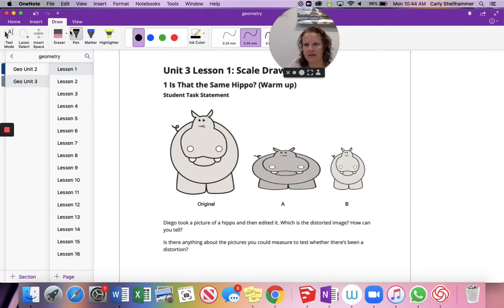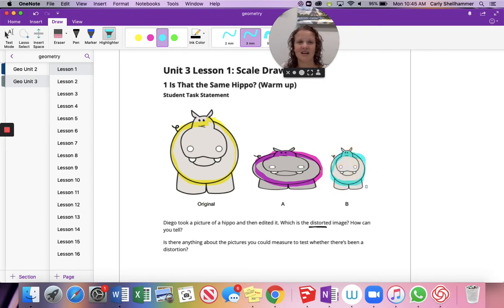Let's get my pens going. Okay, the distorted image, and how can you tell? Is there anything about the pictures you could measure to test whether there's been a distortion? Let's do a highlighter. If I just try to draw this circle of the hippo, I see that hippo A isn't a circle. It's an oval. And hippo B is a circle, just a smaller circle.